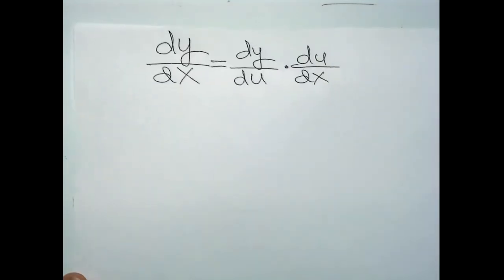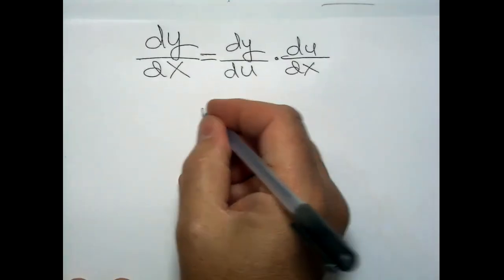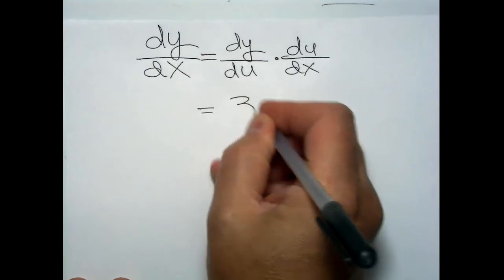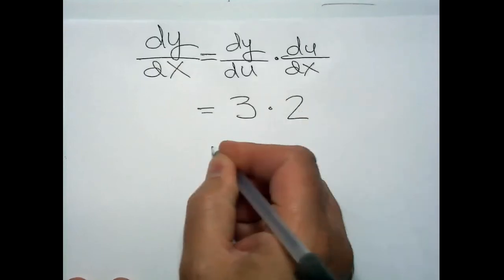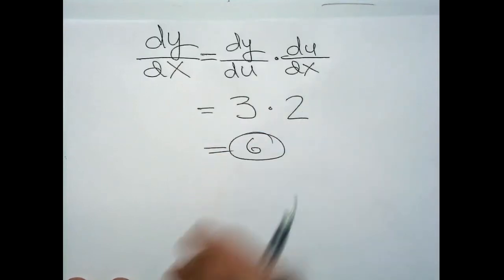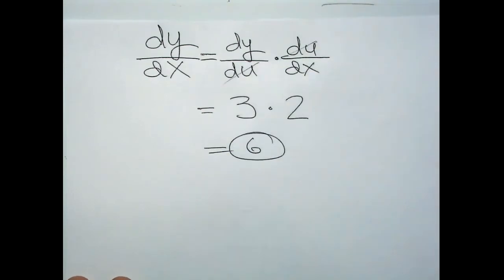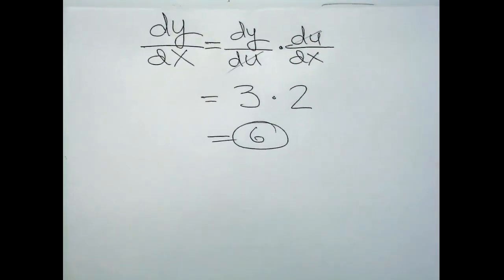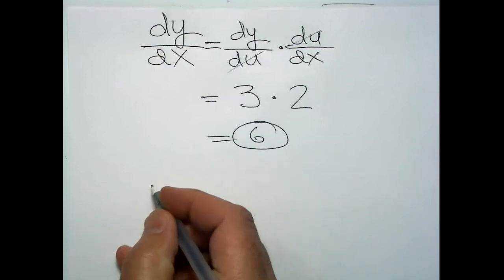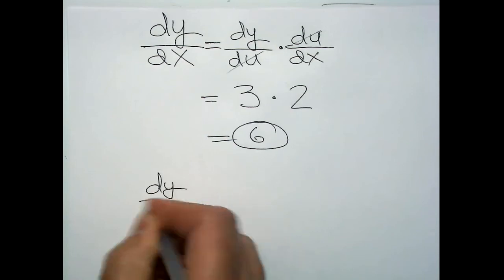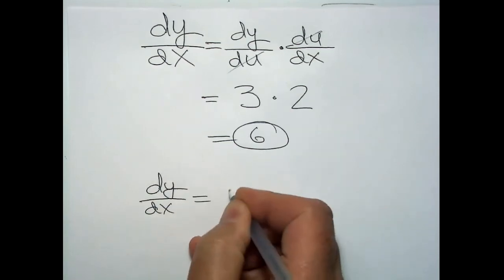Now, why does that work? Well, it certainly works for this problem because dy du was computed to be 3, du dx is computed to be 2, and so 3 times 2 does make 6. You can also imagine that the du's cancel. So it's a good connection between those different rates of change. So let's talk about the chain rule. This is really one form of the chain rule right here.